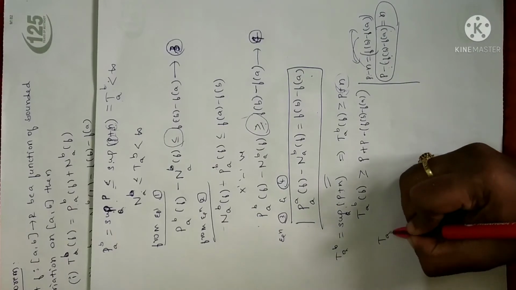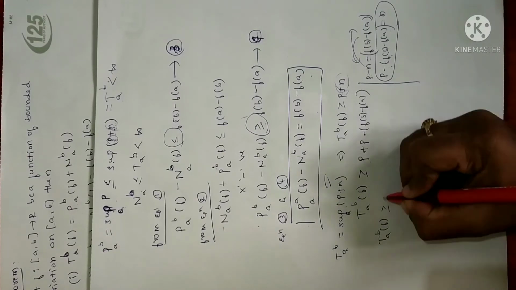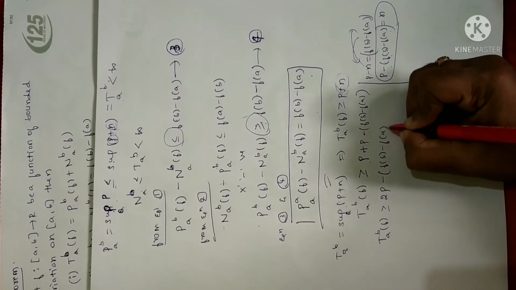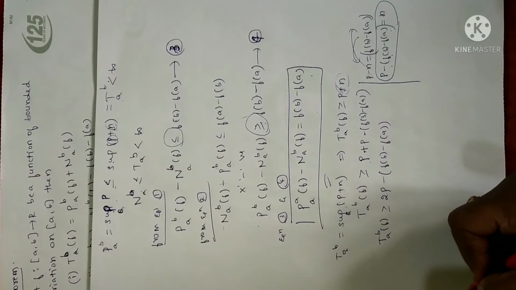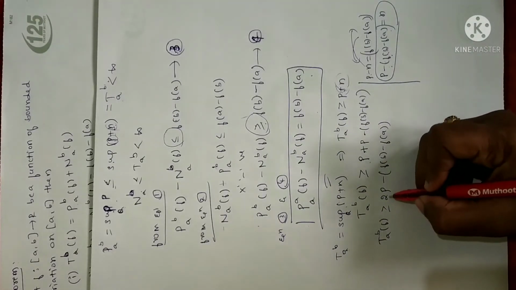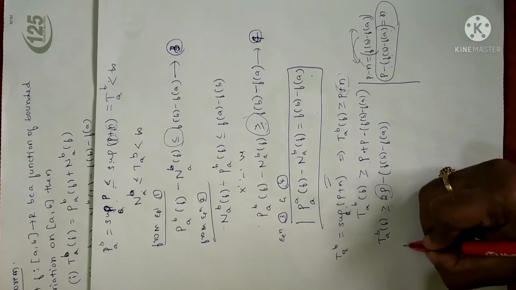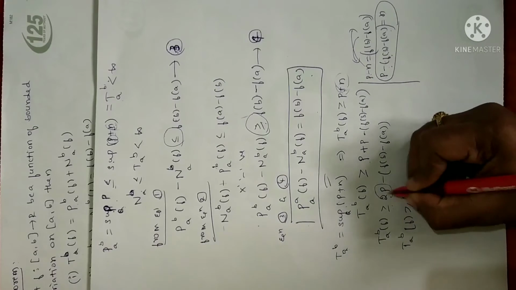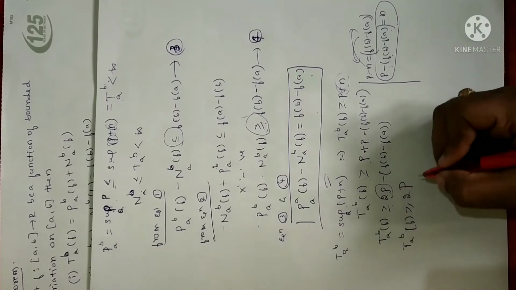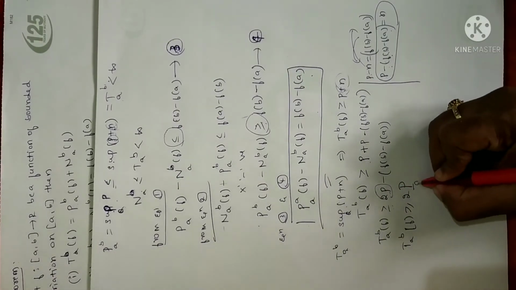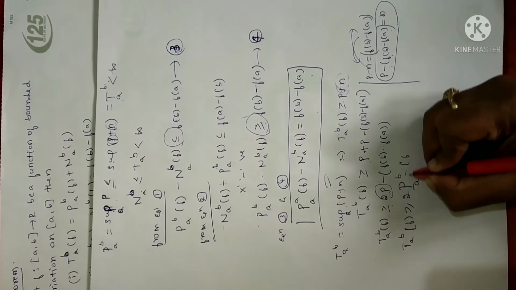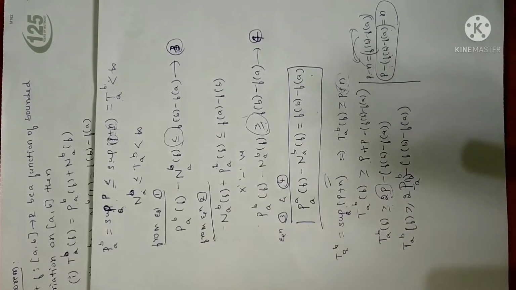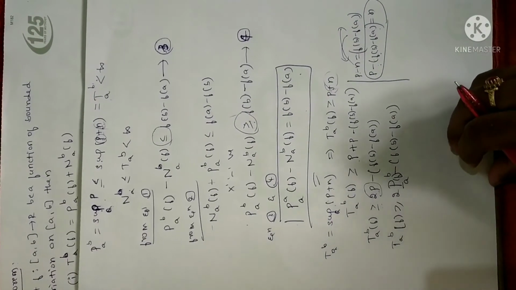Fine. Now T from A to B of F will be greater than or equal to P plus P, which is 2P minus F of B minus F of A. This will be true for all the partitions Q. Now I am going to take the supremum of all the values of P. So I can write T from A to B of F will be greater than or equal to, when you take P, small letter P here, and take the supremum, it will become capital P of A to B of F minus F of B minus F of A. Fine. Now let me take the supremum over all the partitions.